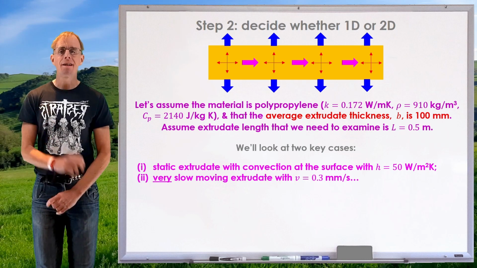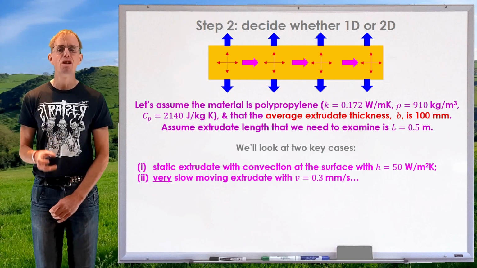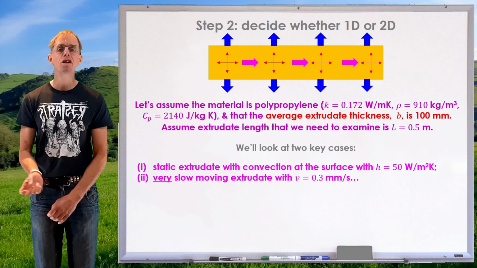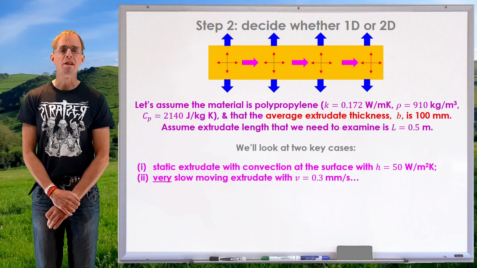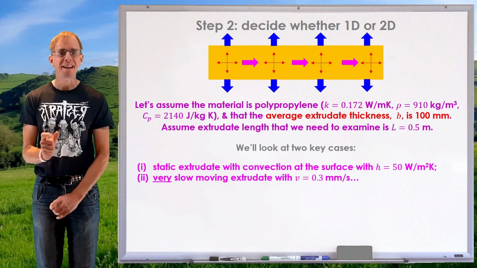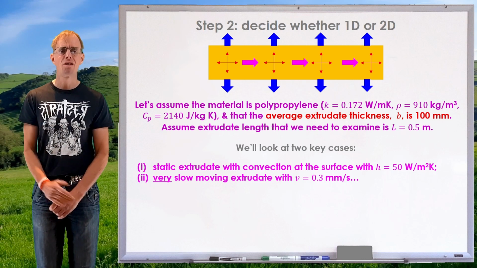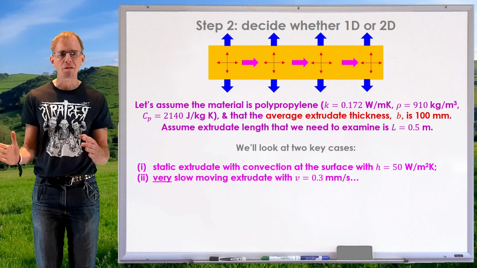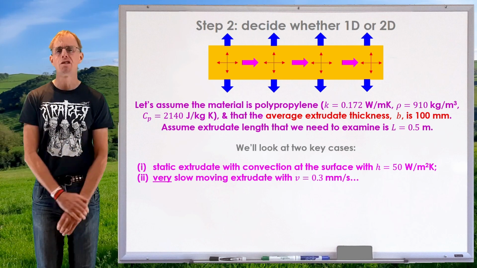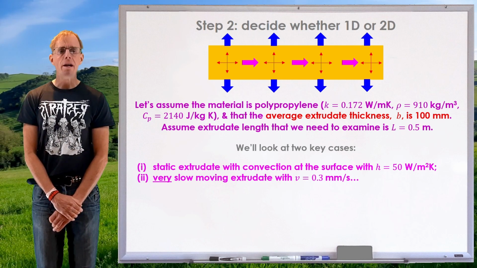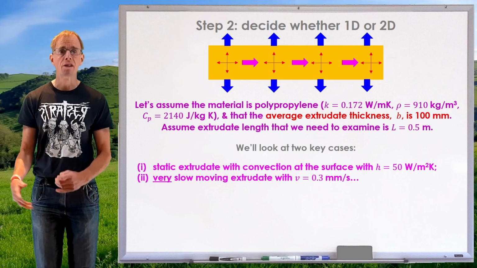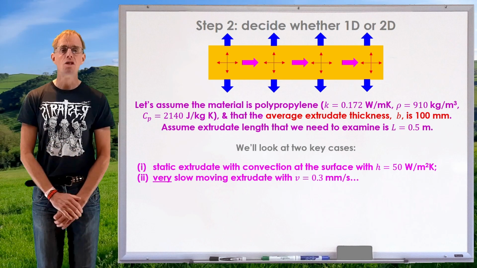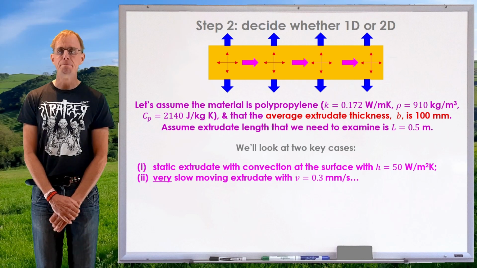And the second case I'm going to look at is an incredibly slow moving extrudate, 1/3 of a millimeter per second. I've chosen this frankly ludicrously low rate to illustrate a point later on in this lesson. And so we can imagine maybe we're just getting a creeping motion of the extrudate away from the extruder. Maybe we're just starting a line up, or we're running the line incredibly slowly just to see what's going on.